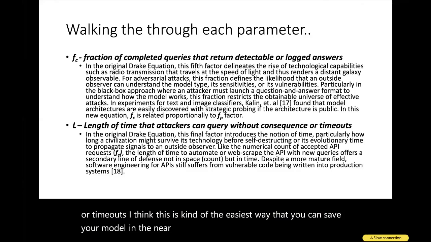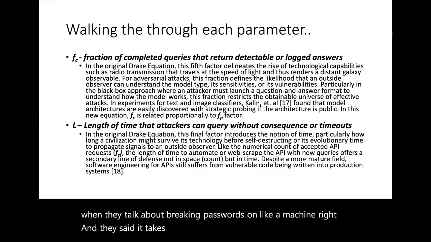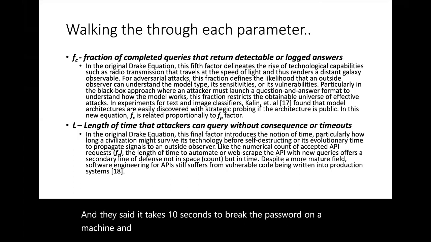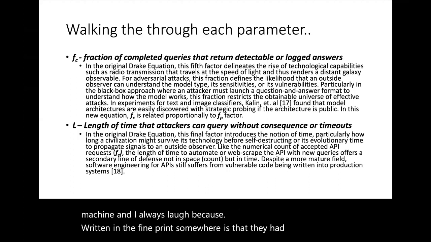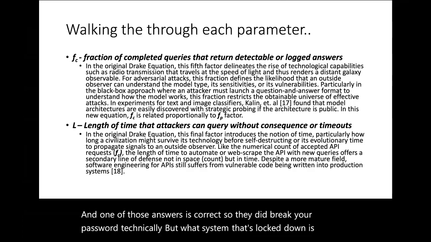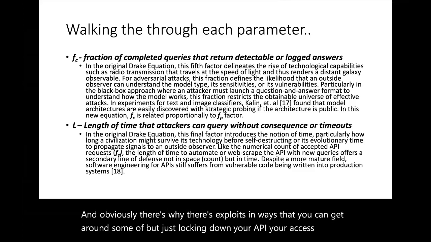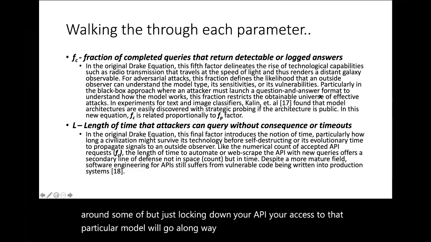I always think about when they talk about breaking passwords on like a machine, right? And they said it takes 10 seconds to break the password on a machine. And I always laugh because written in the fine print somewhere is that they had to try 7 billion answers. And one of those answers is correct. So they did break your password technically, but what system that's locked down is going to let you try 7 billion answers in any reasonable amount of time? And obviously there's exploits and ways that you can get around some of that, but just locking down your API, your access to that particular model will go a long way in protecting you from all kinds of issues.